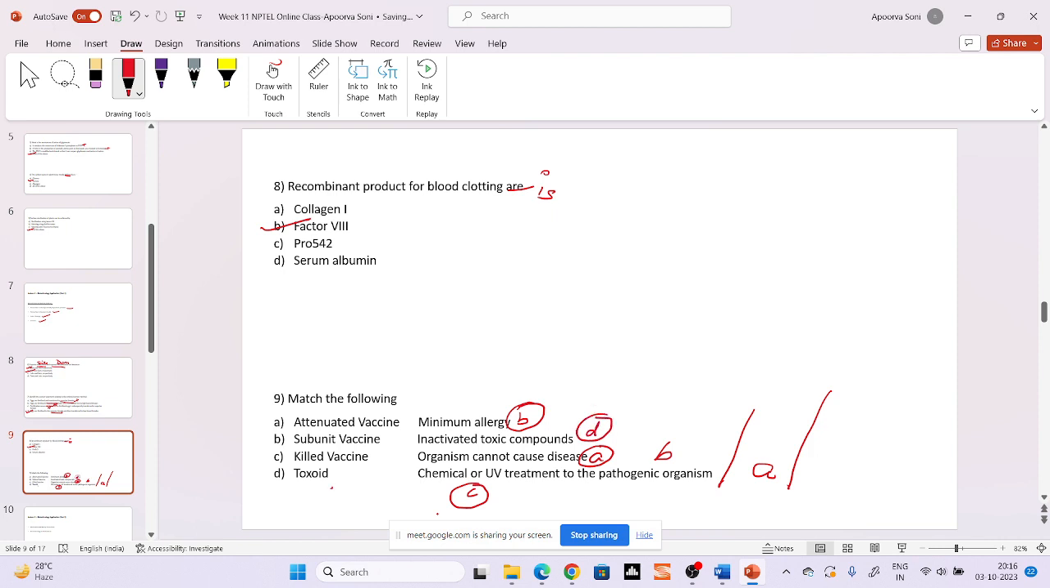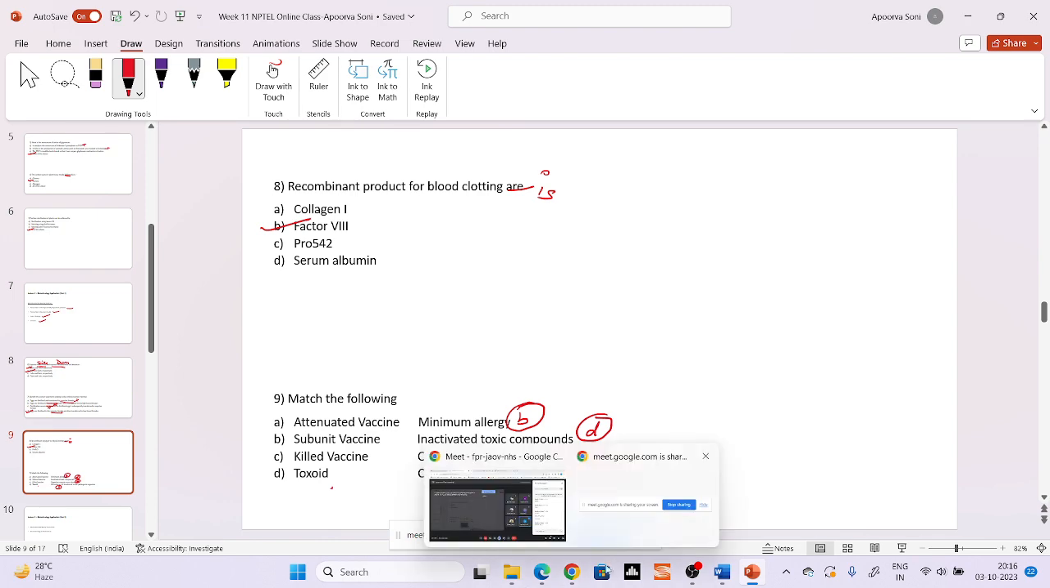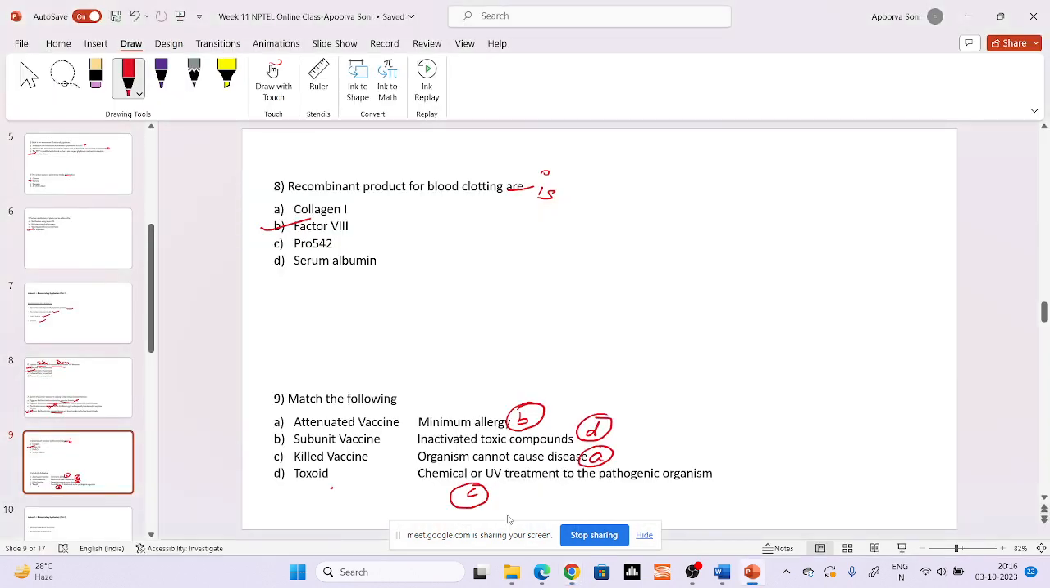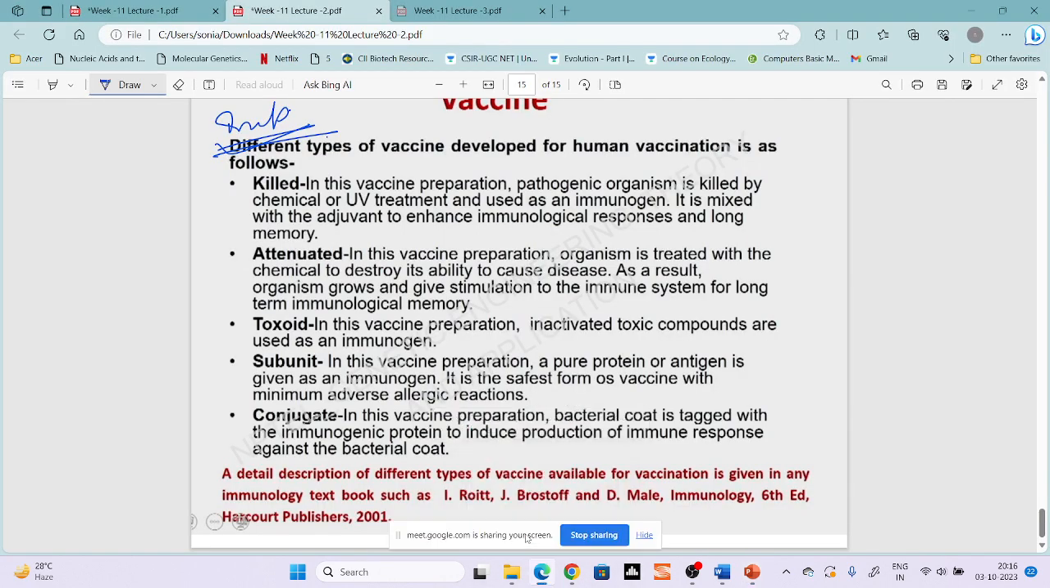Okay. So does anybody else have any other options? If anybody else has any other options, you can tell. Someone was also telling at that time. If anybody else has other options. So this is the correct one. We'll just quickly check it. So attenuated vaccines.